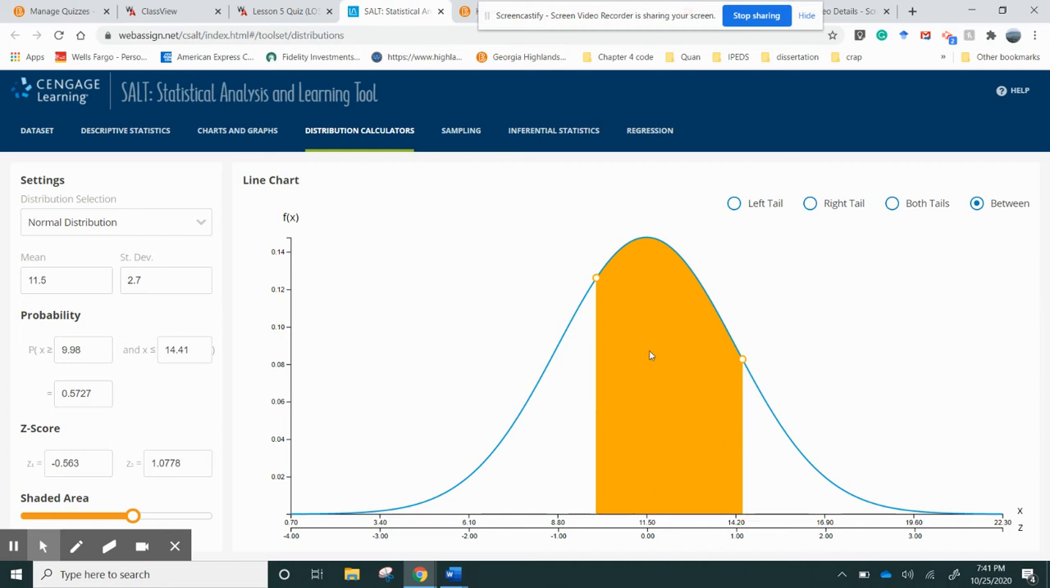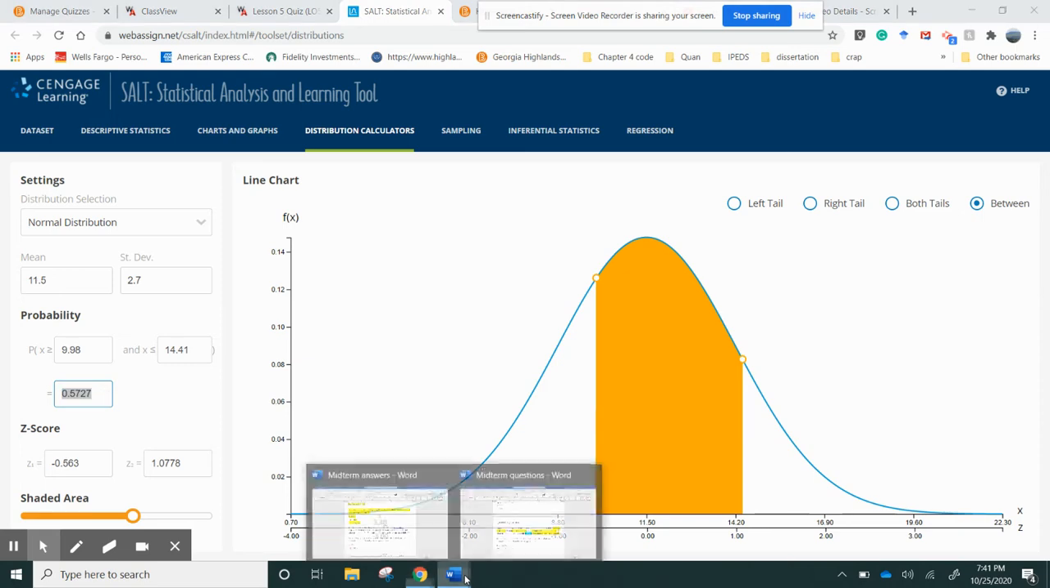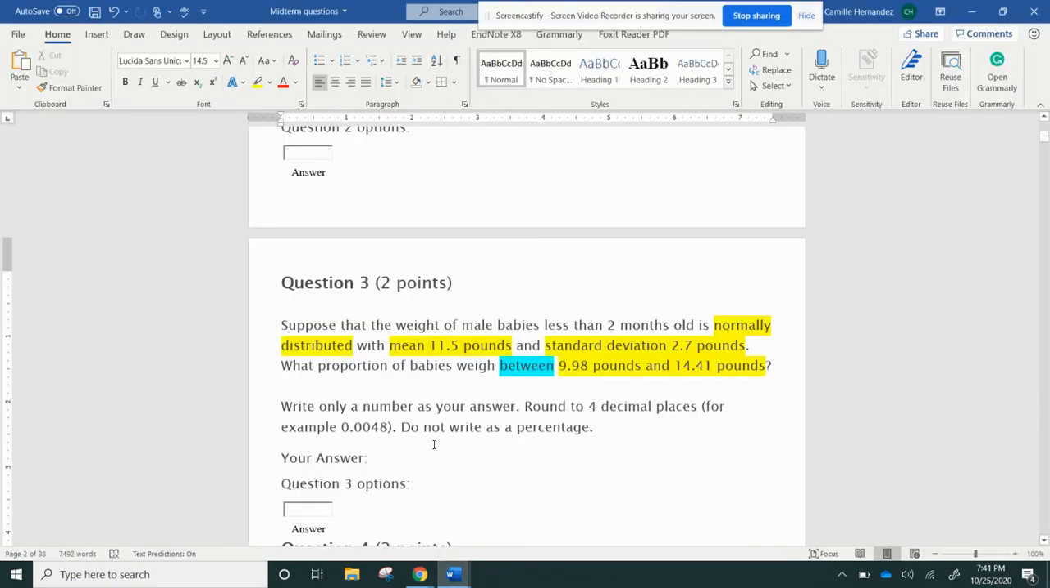So I'm concerned about this area here in orange. I'm going to copy it over here from SALT, and you can see it when I do it this way. Okay, so what is the proportion of babies weighing between 9.98 pounds and 14.41 pounds? It's 0.5727. So that's the answer for that one.